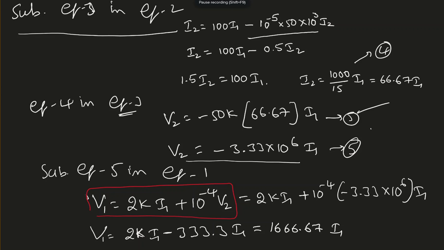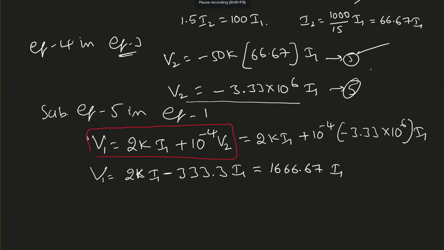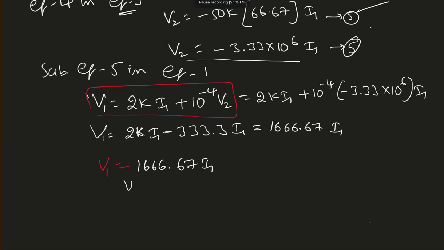When I substituted that, we'll end up with a relation between V1 and I1. So V1 equal to 1666.67 times I1. So V1 over I1 will give me the input impedance, which is 1666.67 ohm. Okay, that's it. This is another two-port network example with H parameters. Thank you.